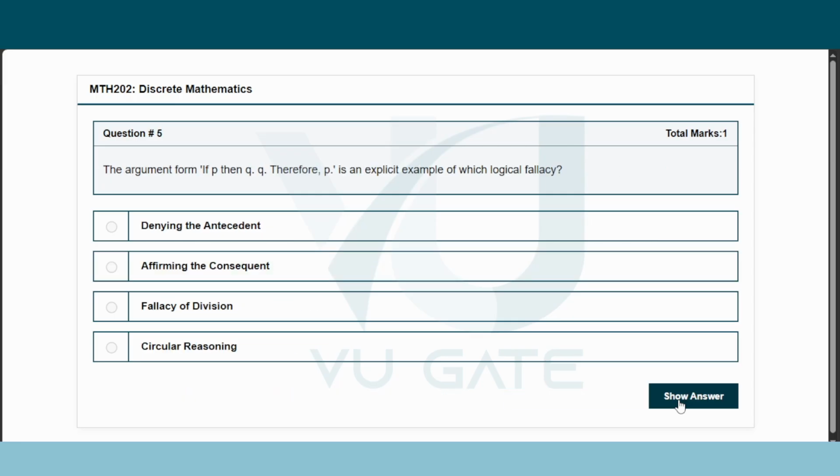Question number 5. The argument form: if P then Q, Q, therefore P, is an explicit example of which logical fallacy? The correct answer is affirming the consequent.